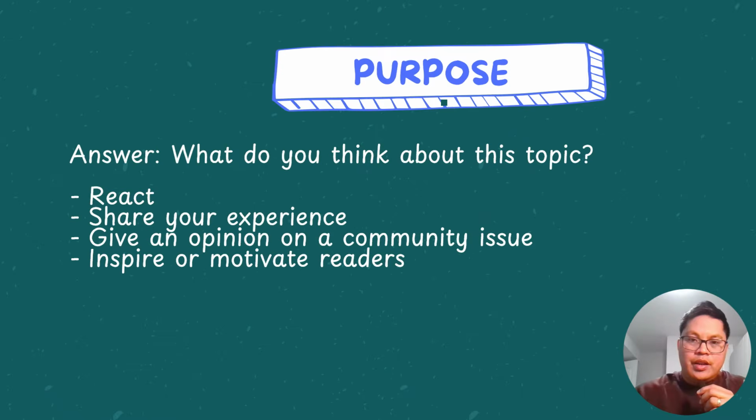Alright? Now let's move on to the purpose of a column. A column answers one big question: what do I think about this topic? So when you're writing a column, you have to answer that question. You write a column if you want to, number one, react to a specific event, for example, a school event or a community event. Number two, share your experience. Number three, give an opinion on a community or a national based problem or issue. And lastly, to inspire or motivate your readers.